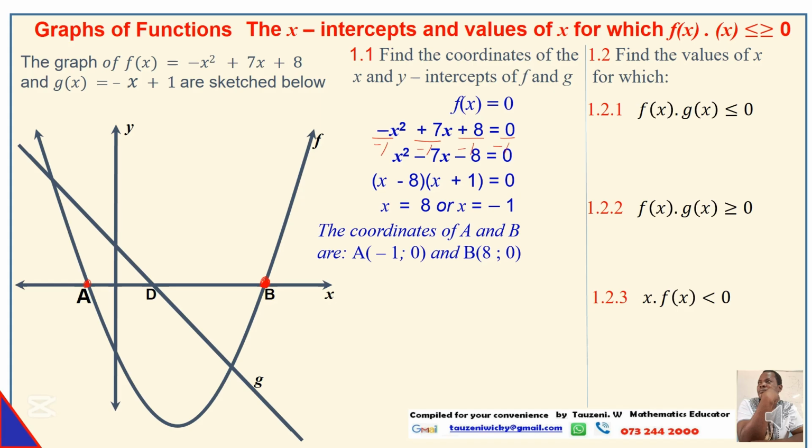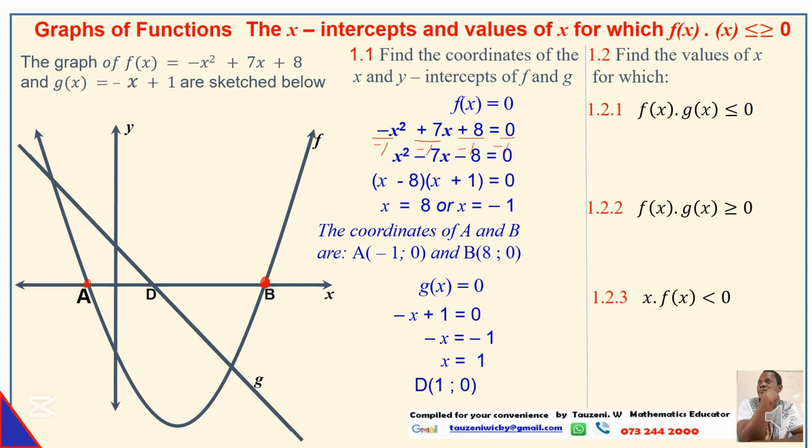Now, the same applies to the straight line, g of x. g of x is equal to -x plus 1. To determine the coordinates of D, where the graph is crossing the x-axis, we equate g of x to 0 and solve for x. So the coordinates of D are (1, 0). Our equation is solved.